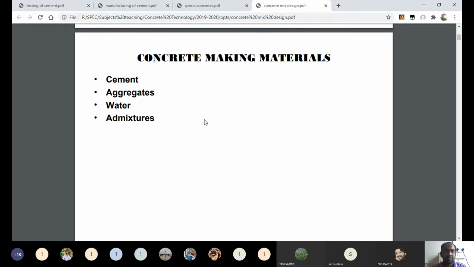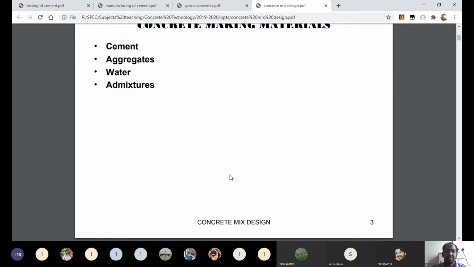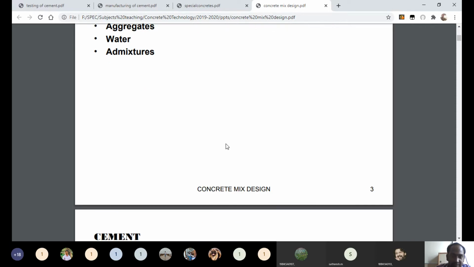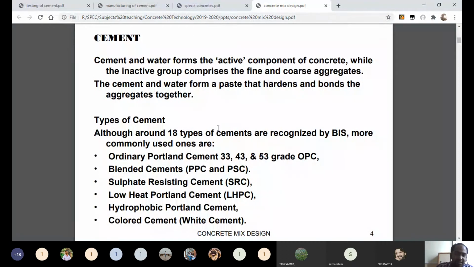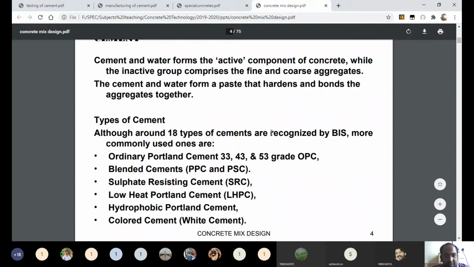See here, the concrete making materials are cement, aggregates, water, and admixture. These four are the major concrete making materials, and these four are to be mixed with water. That is the primary ingredient of concrete. And for mix design, or for mixing concrete, what type of cement is to be used and how to calculate the required quantity of cement for making concrete for a particular purpose, that's what we will see now.